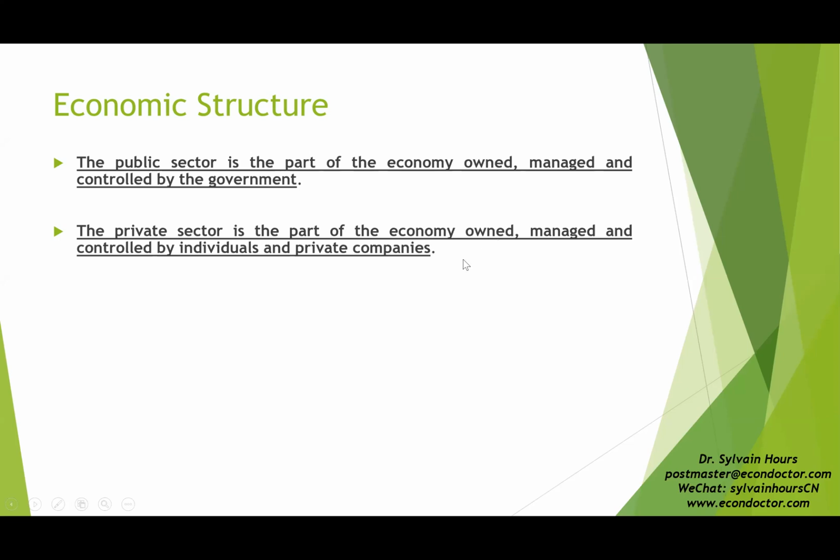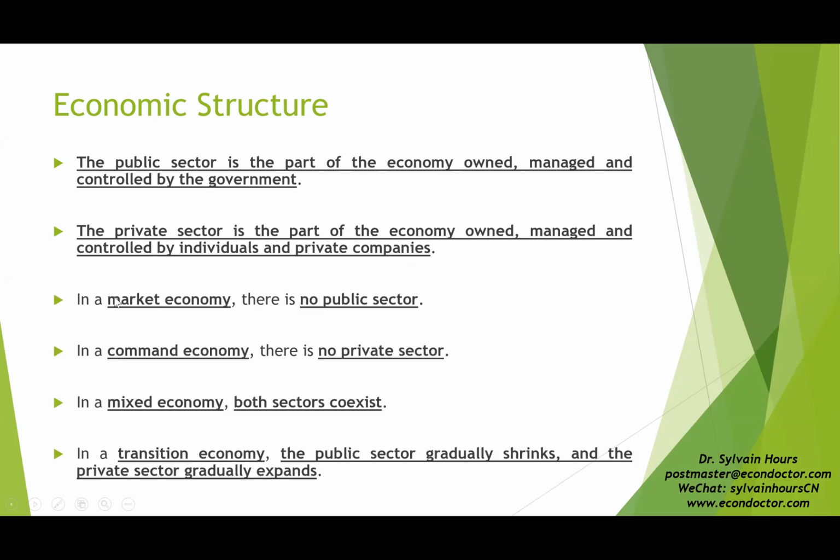And then what you should do is relate these public versus private sectors to the different types of economic systems. You can say, in a market economy, there is no public sector, only private. In a command economy, no private sector, only public. In a mixed economy, both sectors coexist. And in a transition economy, the public sector gradually shrinks, becomes smaller and smaller, and the private sector gradually expands. So as soon as you have defined public sector versus private sector, make sure that you connect to the different types of economic systems.